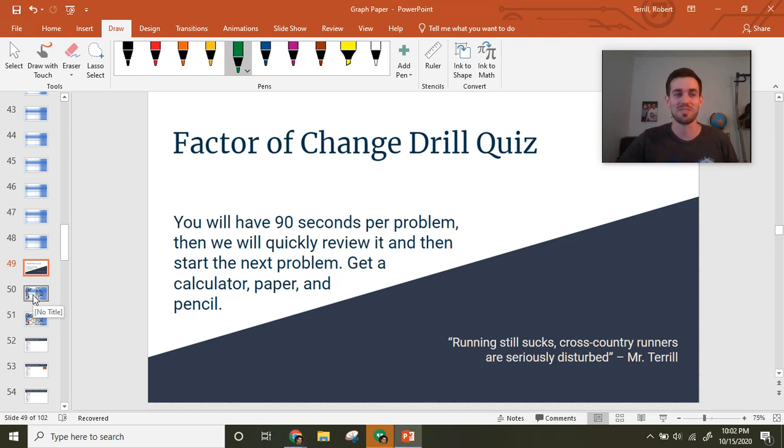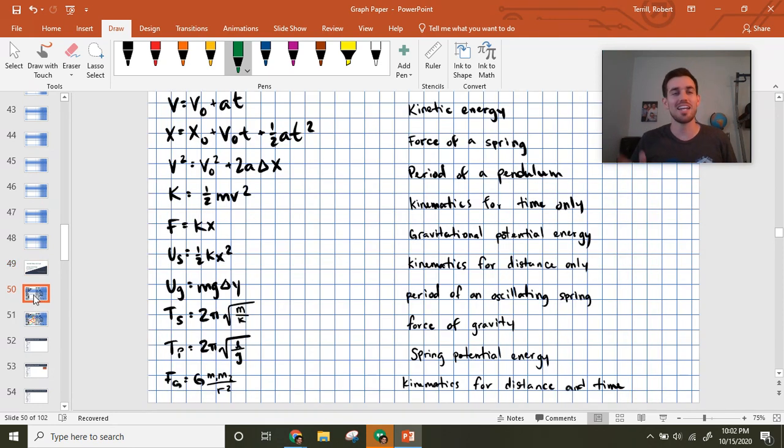Here we go. Okay, on this slide, this is not the factor of change yet. This is just some review for some of the formulas. So very quickly, let's give you guys about 2 minutes. Take about 2 minutes and just connect all of these with lines. Connect the equations to what the equations are used for. Again, you have about 2 minutes.